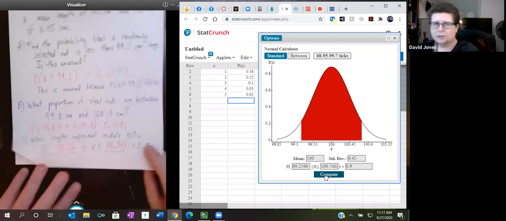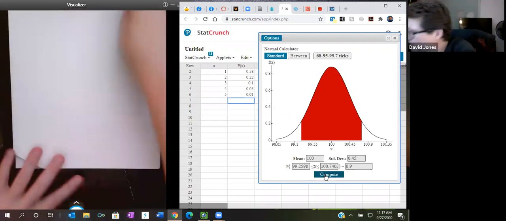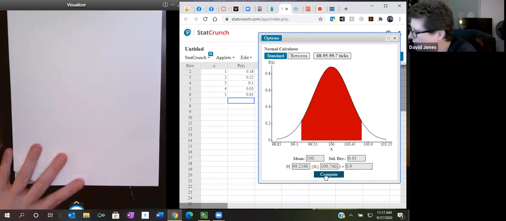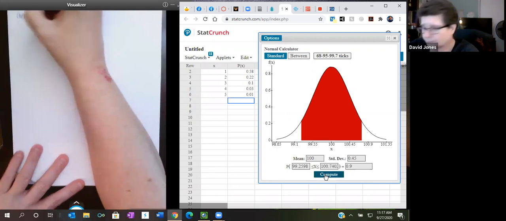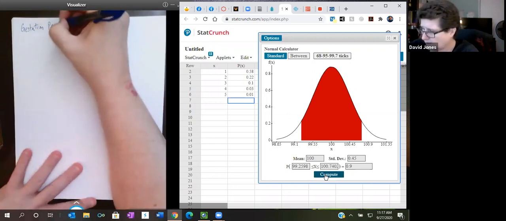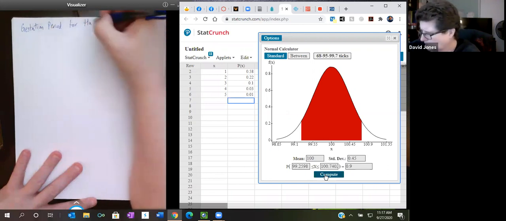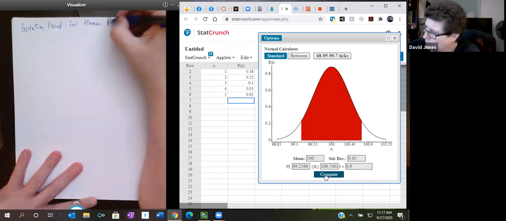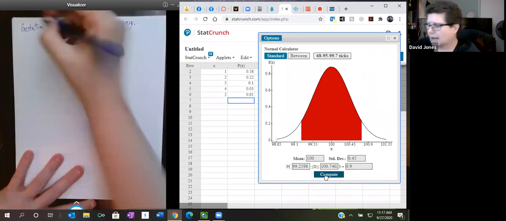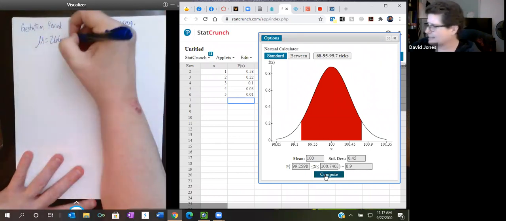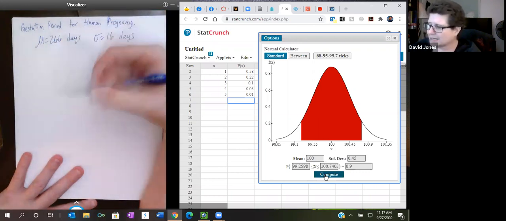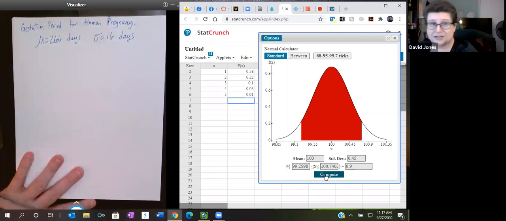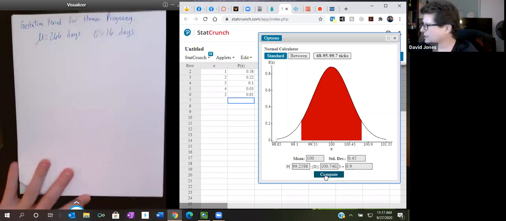I'm going to do one more example, and the reason why is because sometimes these questions are tricky. So let's talk about pregnancy in humans, the gestation period for human pregnancy. How long is a baby in the womb? It has a mean of 266 days and a deviation of 16 days. This is approximately 9 months, give or take 2 weeks for one deviation.